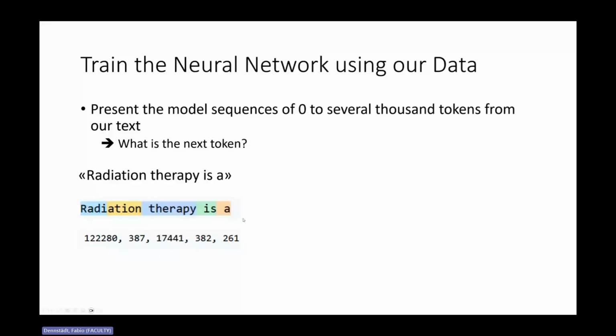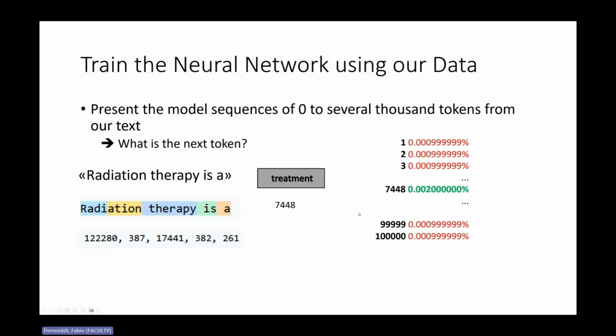Let's say we have this sequence, and we know in our data that the next is "radiation therapy is a treatment," which actually has its own token. Based on that, you can update your probabilities so that this token, number 7448, increases its probability to, let's say, 0.002%. And of course, all the others decrease. So you adapt this, and of course you don't train just once, you repeat and repeat and repeat.